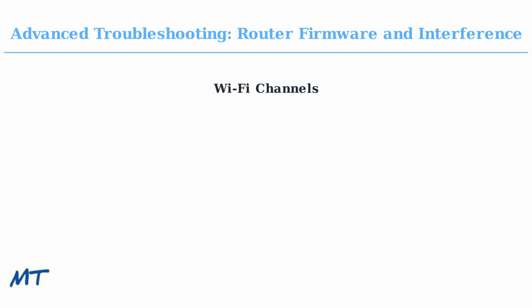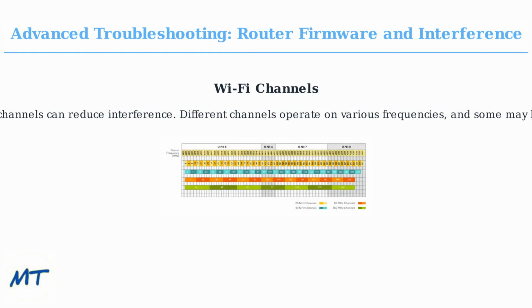When switching Wi-Fi channels, consider the available frequency bands. The 2.4 GHz band has 11 channels, while the 5 GHz band offers more channels with less interference. Use your router's admin panel to scan and select a less crowded channel.